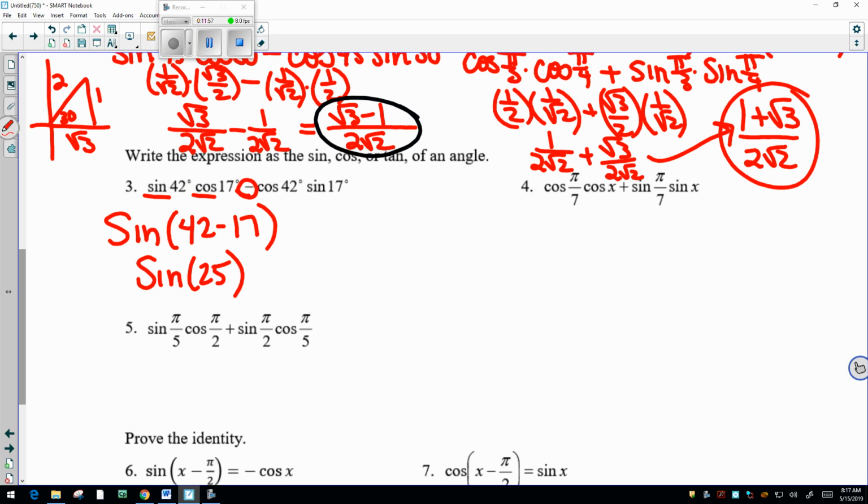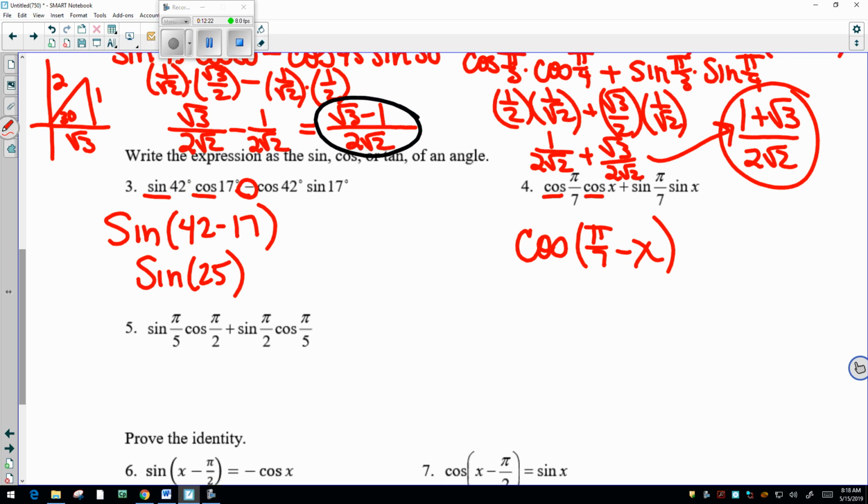Okay. For this next one, I see cosine, cosine, so I'm seeing that they're both the same. And I'm seeing an addition, so I'm thinking, since they're both the same, I know I'm using my cosine formula. In my cosine formula, I want to switch the signs. So I have pi over 7 minus x.